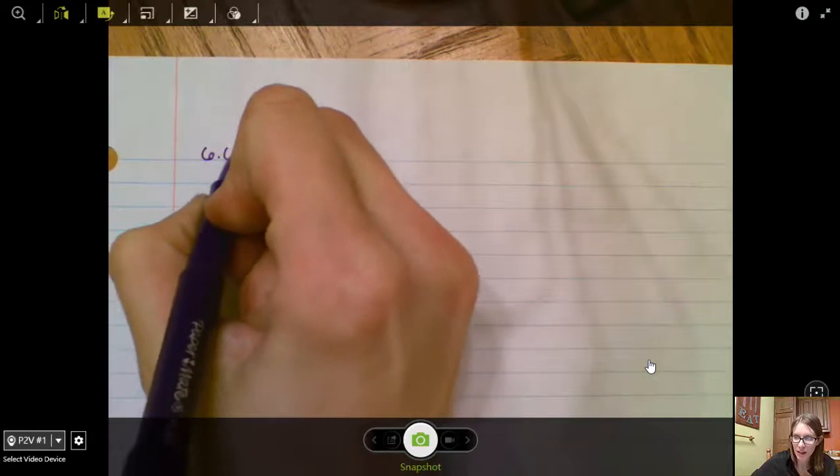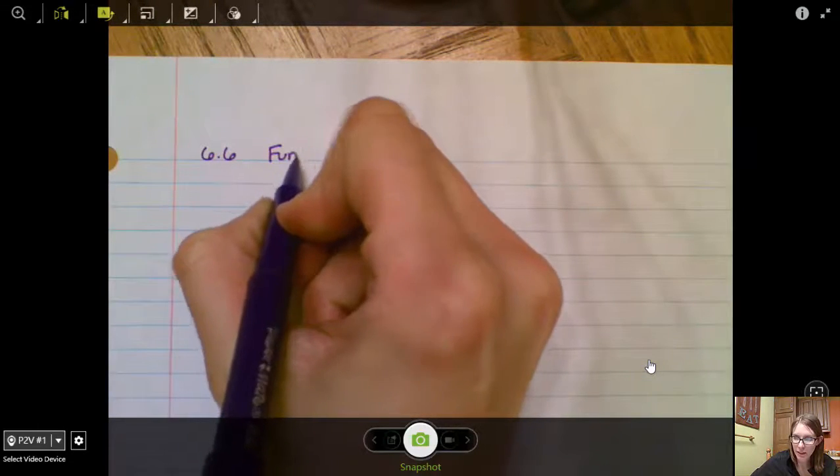We made it past our test over sections 1 through 5, so here we go on to section 6.6, which is function operations.